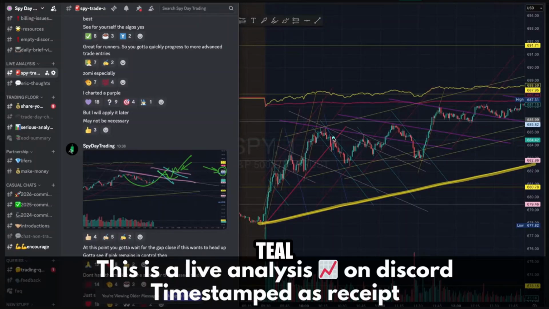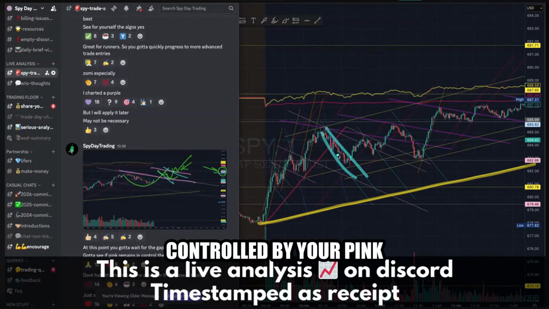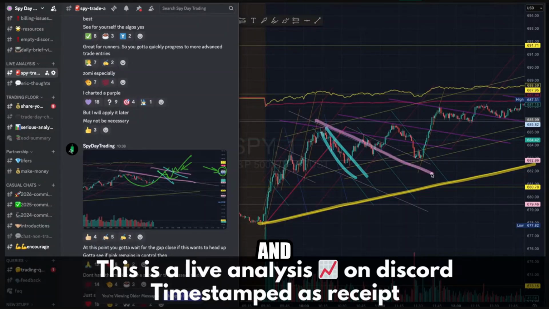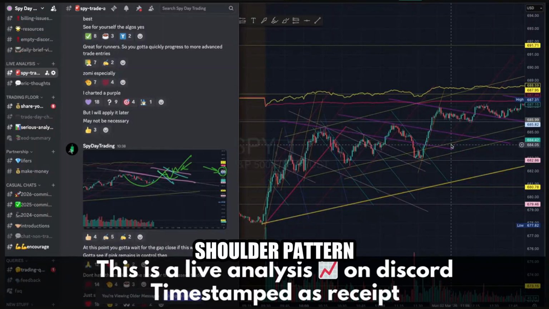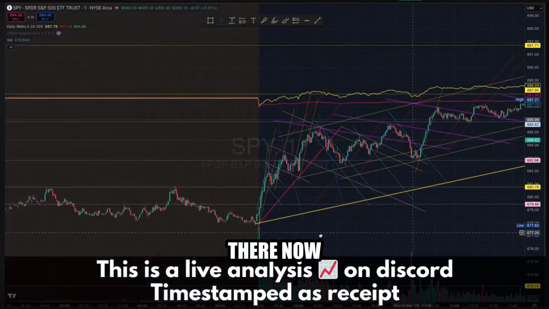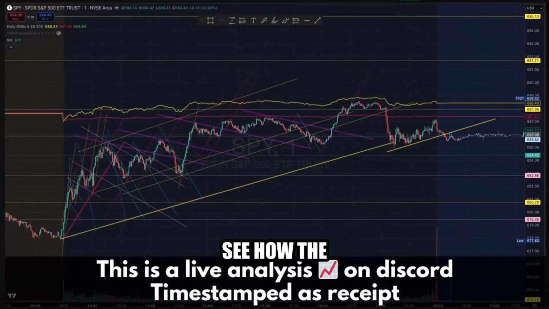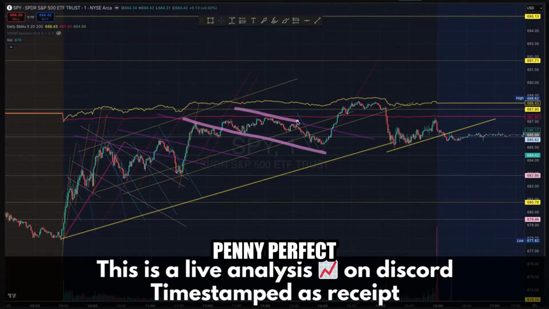So when you see teal is actually selling, but controlled by your pink and your purple, right, this becomes very clear for you, understanding that this is a beautiful inverse head and shoulder pattern right there. Now thereafter, I want you to see how the market was just building. Just see for yourself. Penny, perfect.